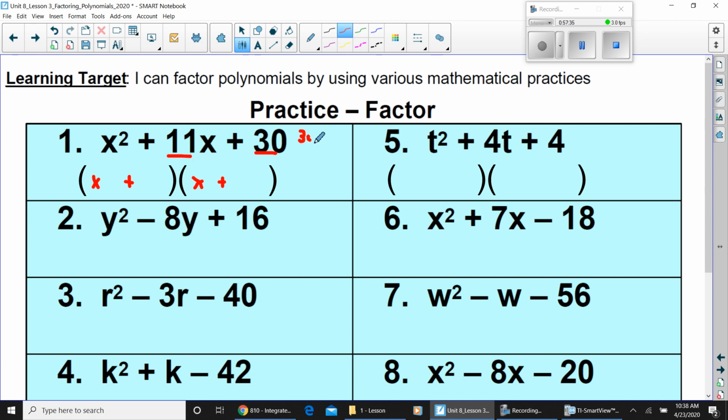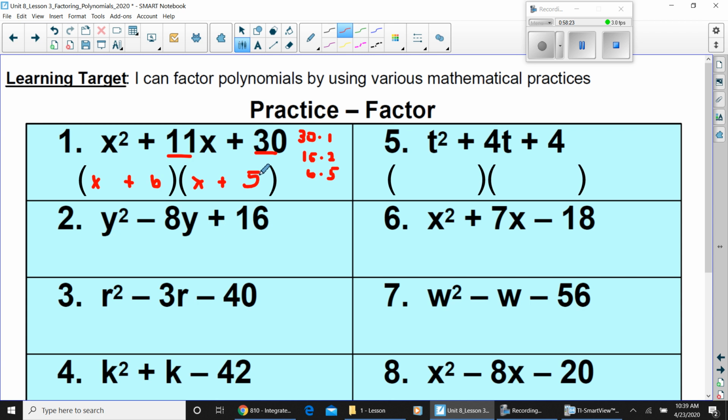30 times 1, 15 times 2, and 6 times 5. Okay, so what 2 numbers out of these pairs can make 11 if you add them together? 30 and 1 could make 31, or if you subtract them, 29. 15 and 2 could make 17, or if you subtract them, 13. 6 and 5 could make 11 if you add them together. So this is 6 and 5.